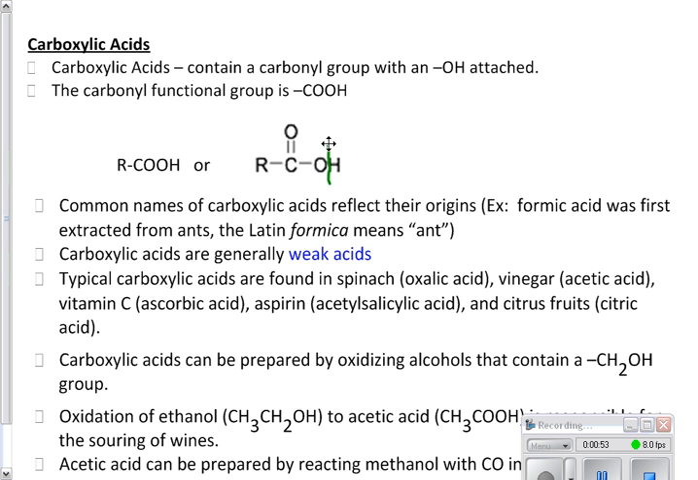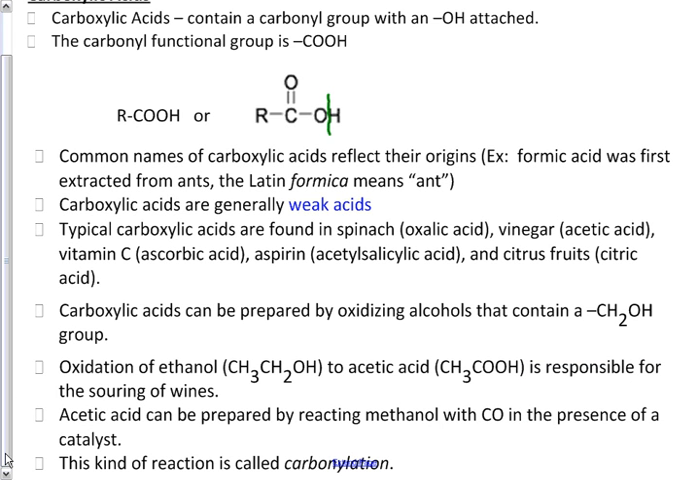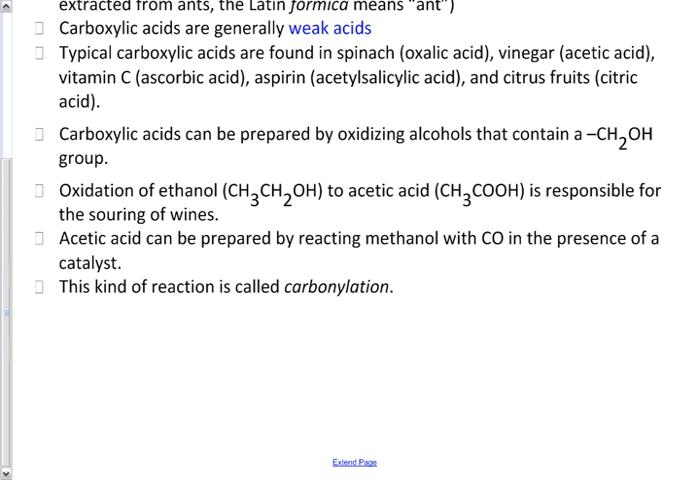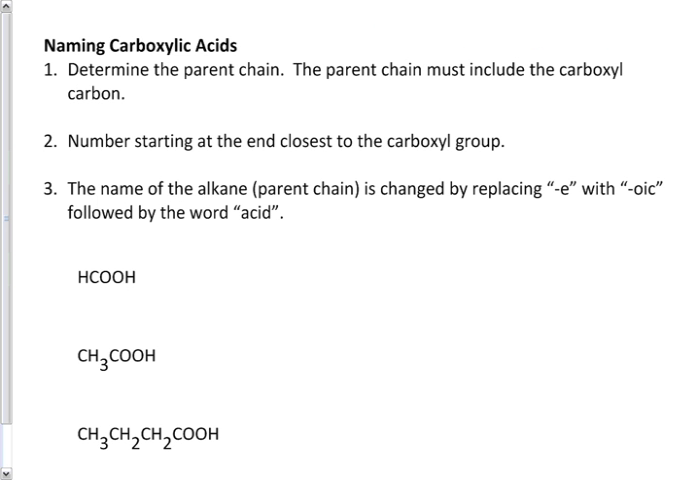Now, what we really want to focus on in this video is how to name these. So you have the notes here, just to finish off what you're writing in your papers, you can kind of copy these in. But naming carboxylic acids is not too terribly difficult. You find the parent chain, and the parent chain has to have that carboxyl carbon, the carbonyl carbon, the double bond O. And then you want to make sure that you number starting from the end that's closest to that group. And then you just take off the ending and add the ending oic acid.